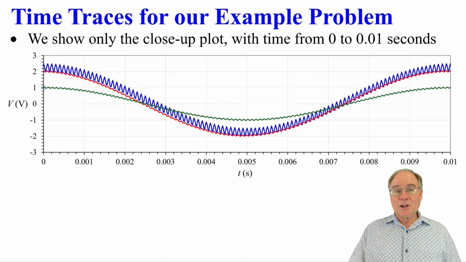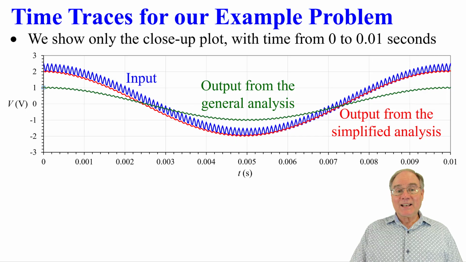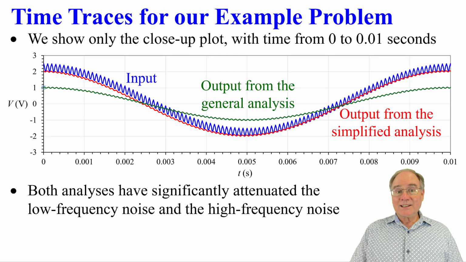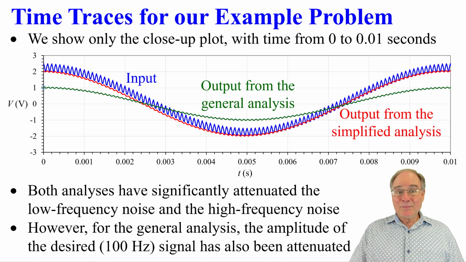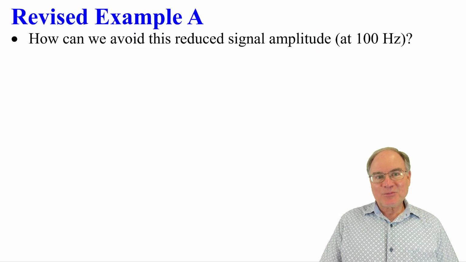I'll show only the close-up time trace. Again, input in blue, output from the simplified analysis in red, and now output from the general analysis in green. Both analyses have significantly attenuated the noise. However, the amplitude of the desired frequency at 100 Hz has also been attenuated, which is not what we desired. This is consistent with our Bode plot, where the gain was about a factor of 2 off. How can we avoid this problem?